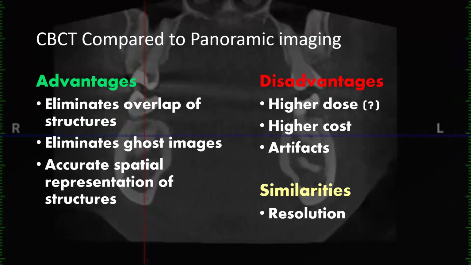And so obviously we limit that overlap of structures, eliminating ghost images, specifically talking about comparing to panoramic imaging, and being able to measure accurately between structures. That's a benefit of cone beam CT. Disadvantage, higher dose. Again, I put that with a question mark. If you look at some of the doses on some of these machines, it can be as low as a pano. It is a higher cost machine. And then artifacts I've already said. Similar to pano, I would say resolution. When we talk about resolution, it's kind of on the same order as panoramic radiography.